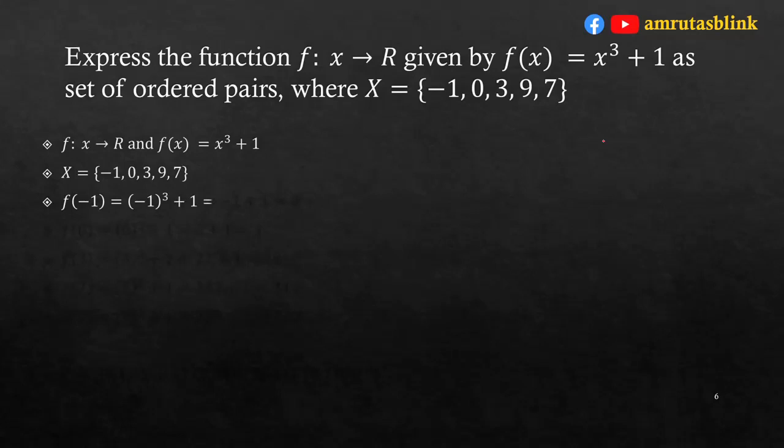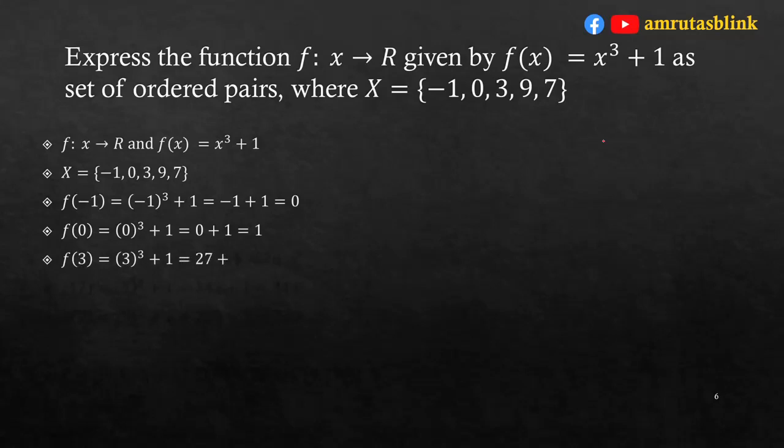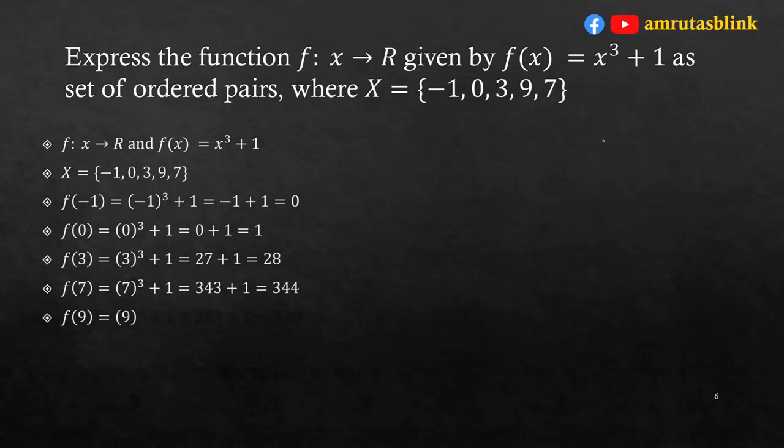So f of minus 1 will be equal to minus 1 cube plus 1, that is minus 1 plus 1 is equal to 0. F of 0 will be equal to 0 cube plus 1, that is 0 plus 1 is equal to 1. F of 3 is equal to 3 cube plus 1, that is 27 plus 1 is equal to 28. F of 7 will be equal to 7 cube plus 1, that is 343 plus 1 is equal to 344. And f of 9 is equal to 9 cube plus 1, that is 729 plus 1 is equal to 730.